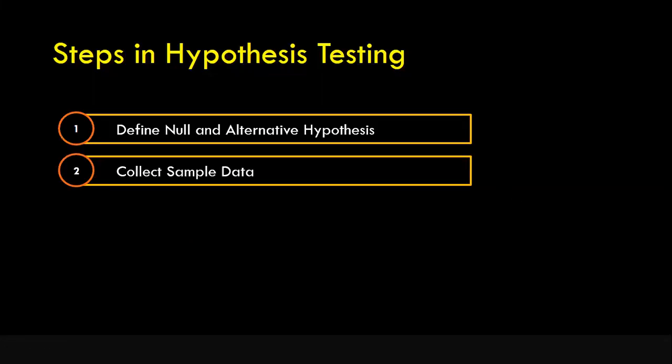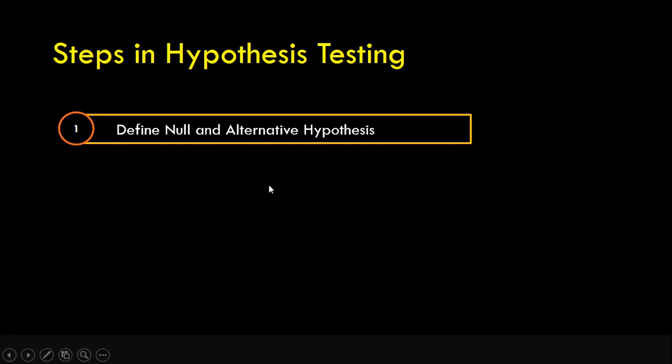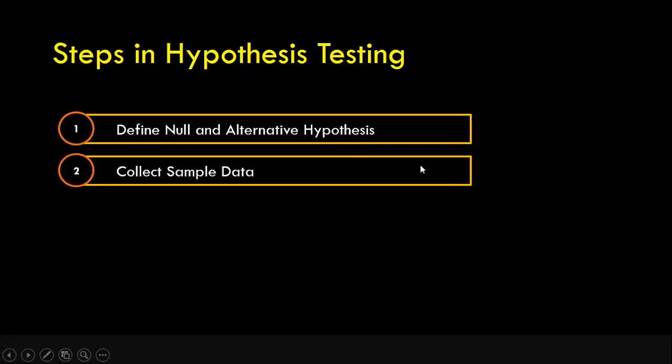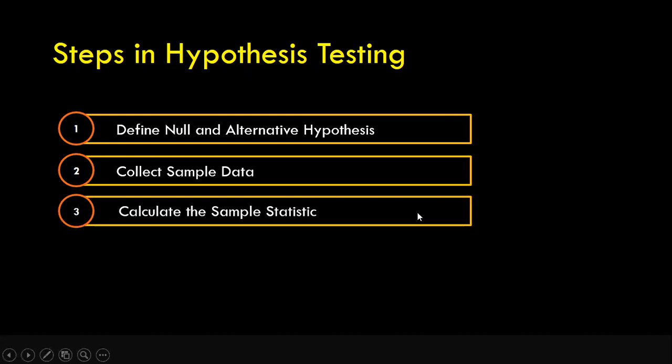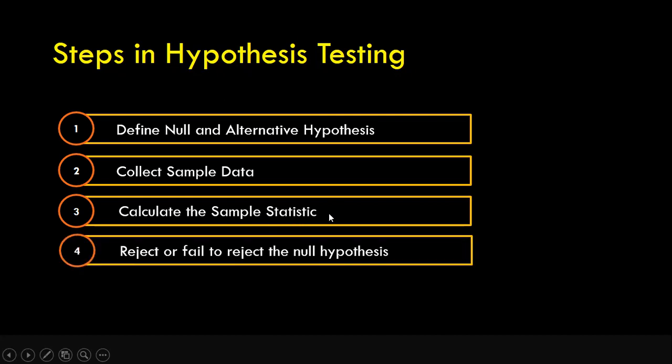So, what are the steps involved in hypothesis testing? First, you need to define the null and alternate hypothesis. Second step is you need to collect the sample data. That's why I have shown you 15 snack packets. You need to open those snack packets and weigh them and then find out the average. And then there is another third step called sample statistic. There is some formula here.